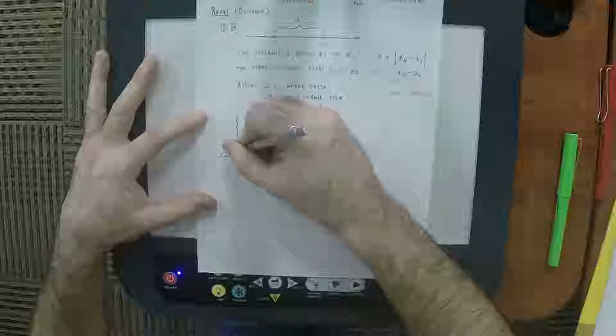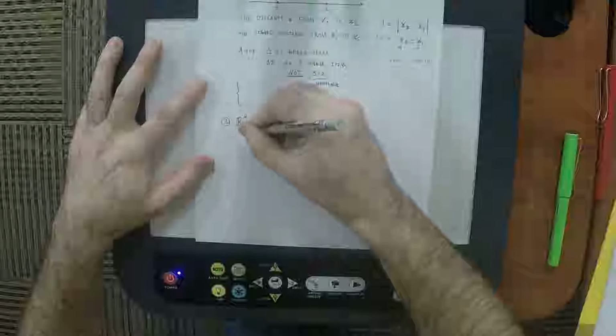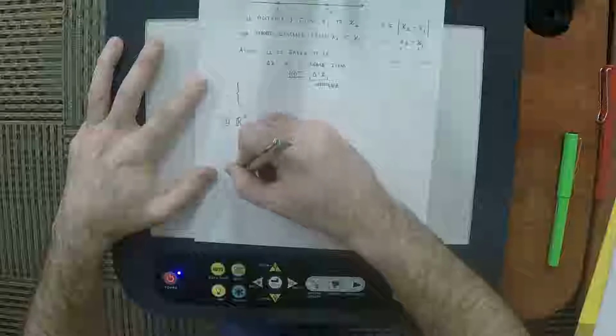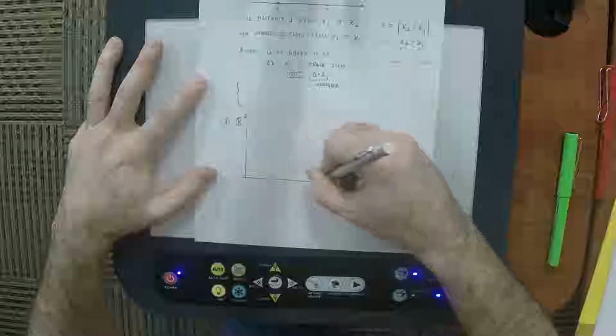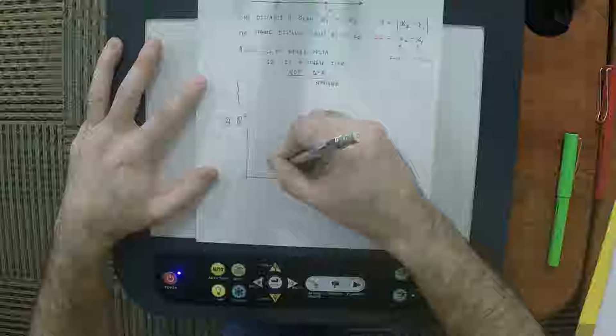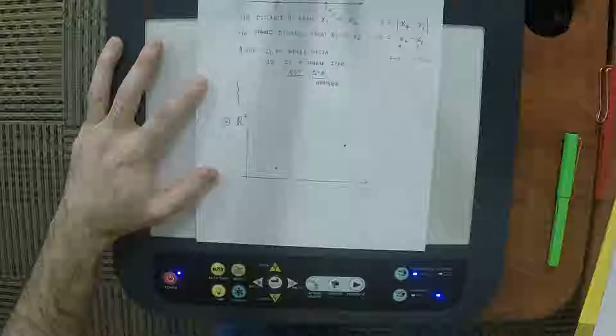So that's the line. For the plane, R2, we'd also like to be able to talk about distance. So suppose we select 2 points on the plane, like those 2 points.